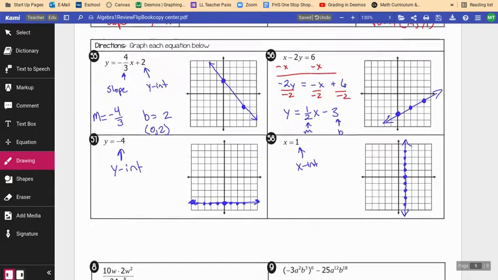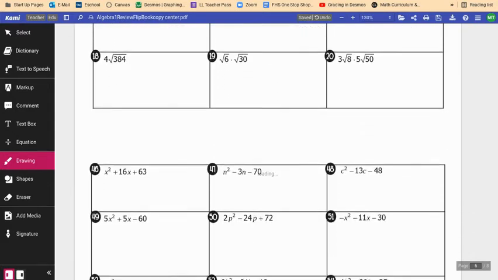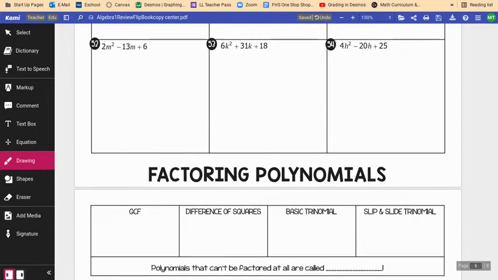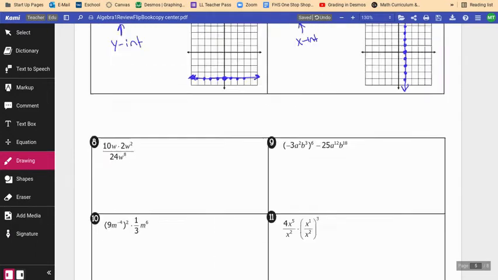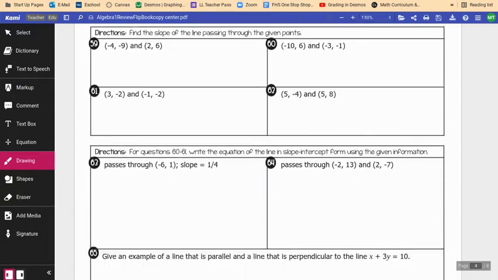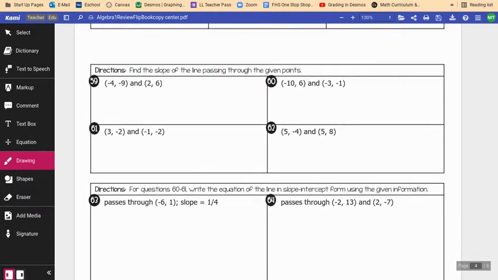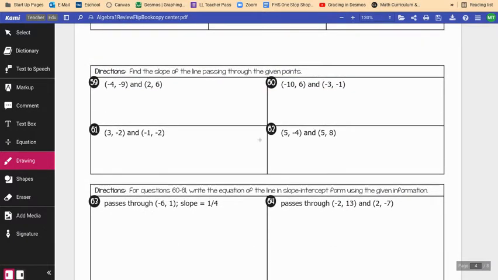Okay, so let's move on to the next sheet. We're going to skip down to the linear equations again. Oops, it's back up. Here we go. All right, so here's where I have to use the formulas I had just a while ago. In problems 59 through 62, they give me 2 points, and it wants us to find the slope of the line passing through the given points. So I just want to find the slope, and that is it.